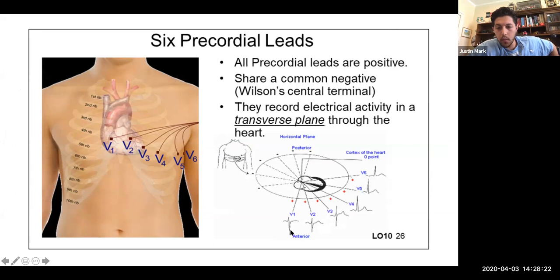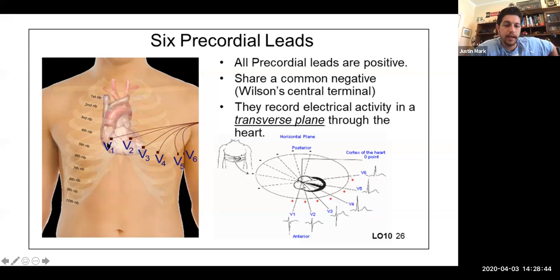So going from V1 all the way to V6, we should see this progression in R waves. V1 should be very negative. V2 should be less. V3 should be even less. We'll even see some more positive. V4 should start to get very positive. V5 even more, and V6, if perfect, should be all positive.